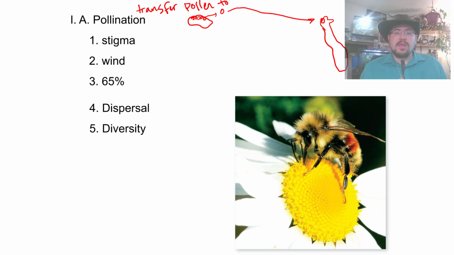Alright, there are a variety of methods by which this can be achieved. Wind is one of the classics. So wind is a simple pollination method. Conifers, gymnosperms are all wind pollinated. 65% of angiosperms, however, show coevolution with animal pollinators.